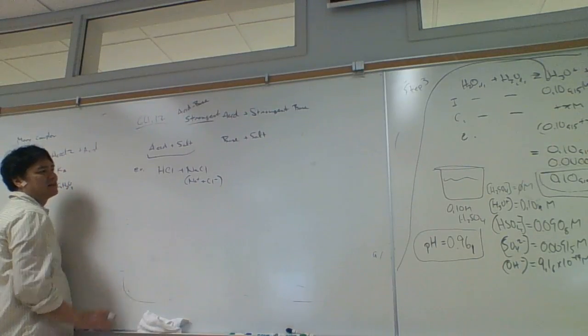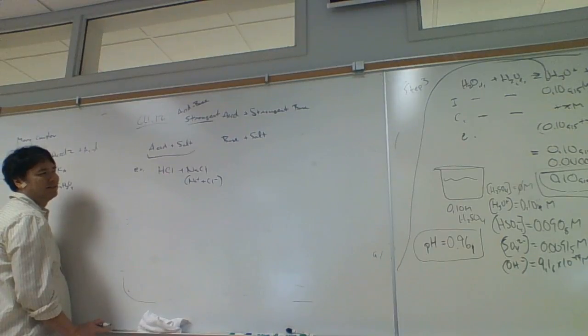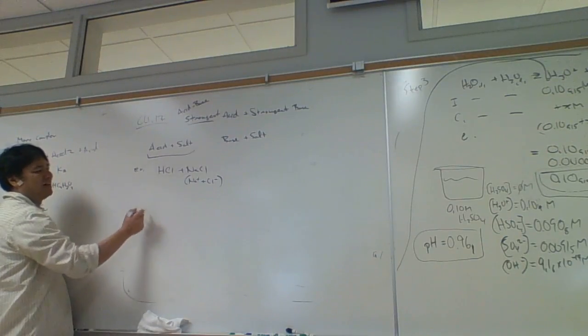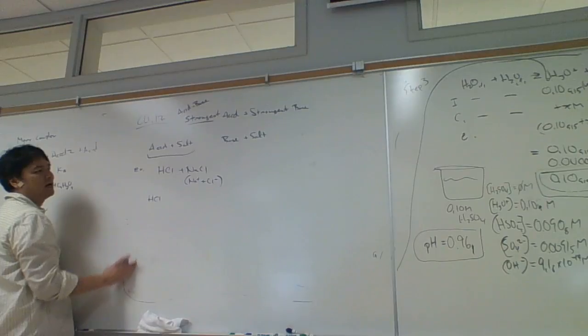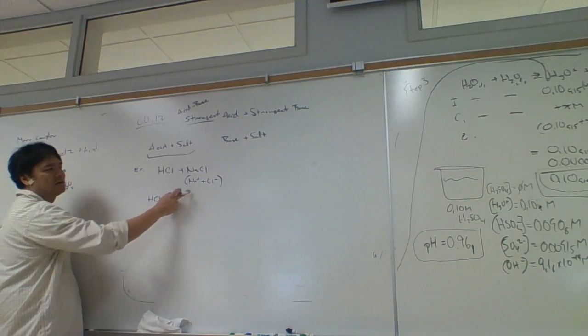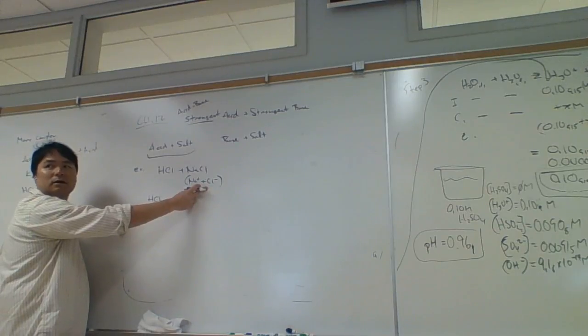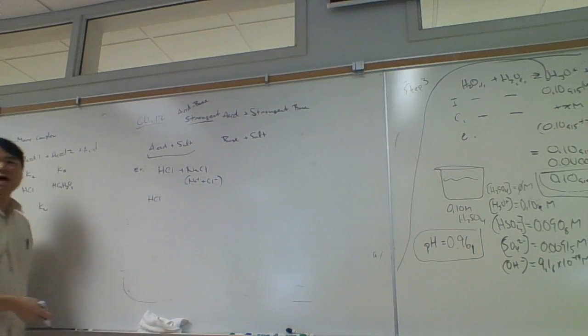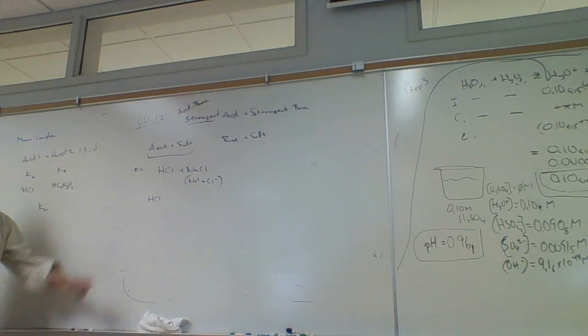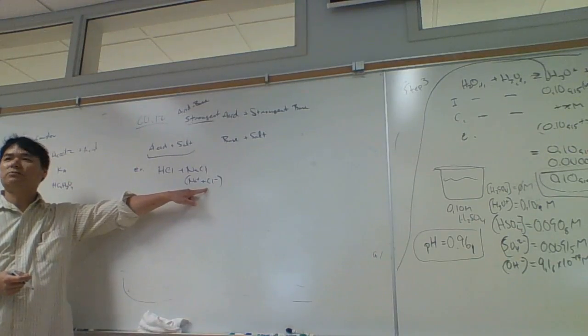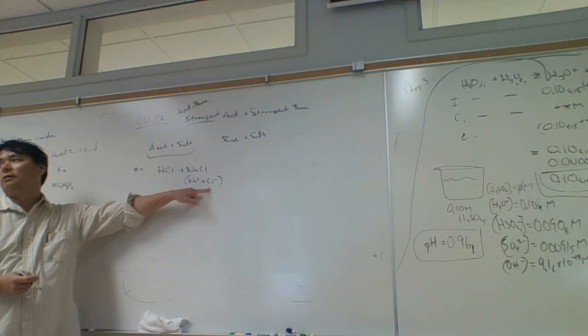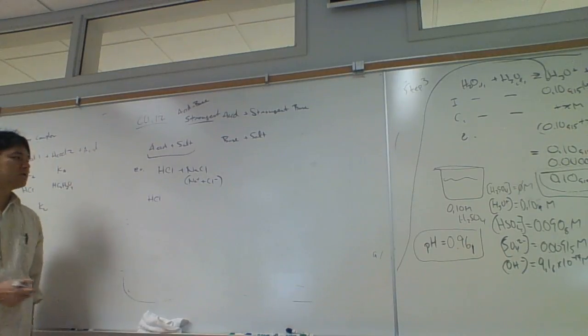So we take the strongest acid present. What's the strongest acid present? HCl. And so we'll take the strongest acid present and react it with the strongest base present. What's the strongest base? Well, sodium ions are neutral. Chloride is too weak to hydrolyze water. Therefore, the strongest acid present is HCl. The strongest base present is what? It's not chloride. The strongest base present would be water.